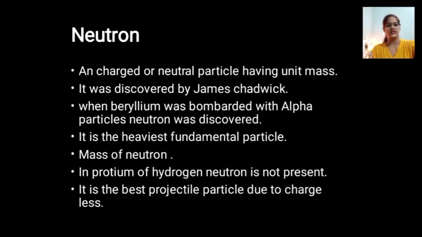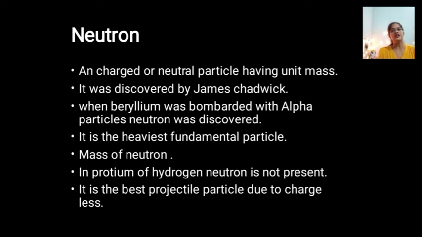Okay, so the neutron is the heaviest fundamental particle. Protium, the hydrogen isotope, is of 3 types, and from that, protium has no neutron present in it. And the neutron is the best projectile particle because it is chargeless.